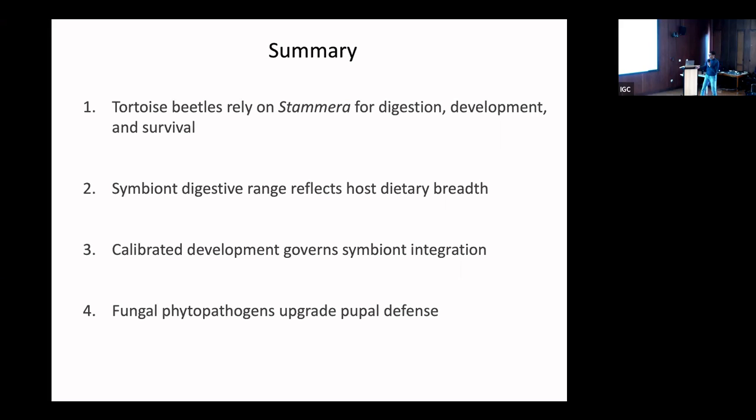Next is that there is a high degree of calibration at the developmental level in terms of the transmission of the symbiont as well as integration. So far, these microbes that I've described are extracellular, and yet you see a high degree of developmental regulation. And finally, fungal symbionts are often neglected, but they play extremely important roles for their hosts. And so that's an avenue that my lab would like to expand into over the next few years.